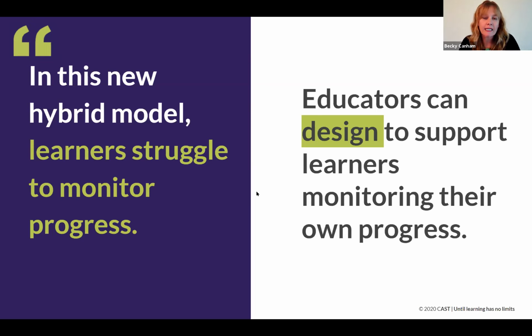How can we really provide opportunities and strategies for students to understand or to recognize when they've lost meaning in a text, or recognize when they don't understand what a word means? And then once they have that understanding that they have lost meaning, how can we support them with problem solving? So again, really thinking about how as educators can we design to support learners with monitoring their own progress.